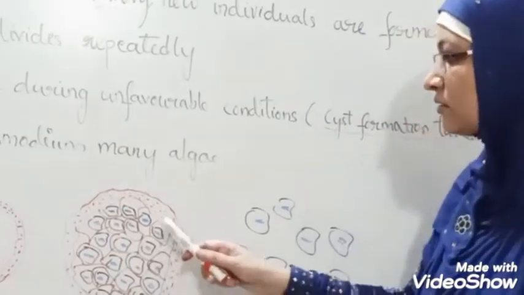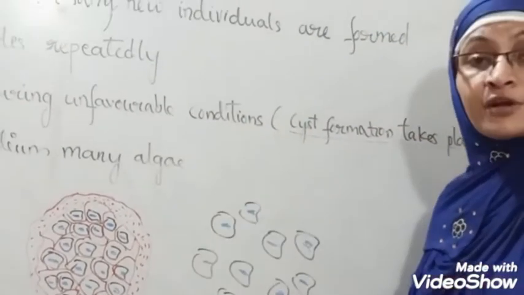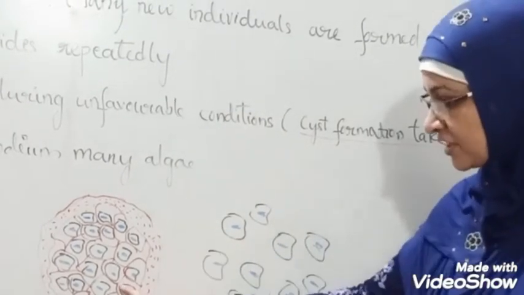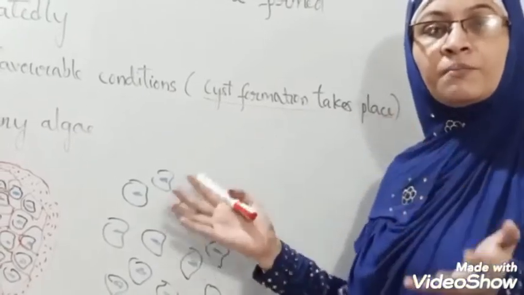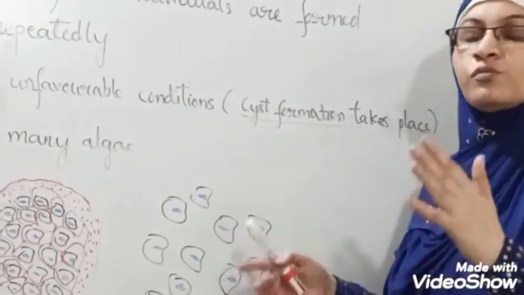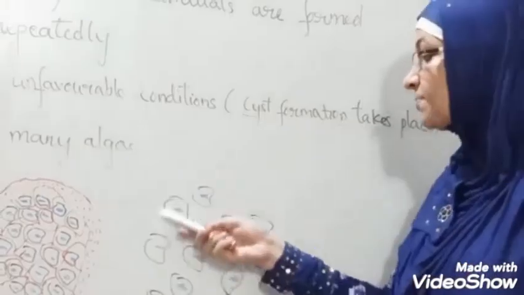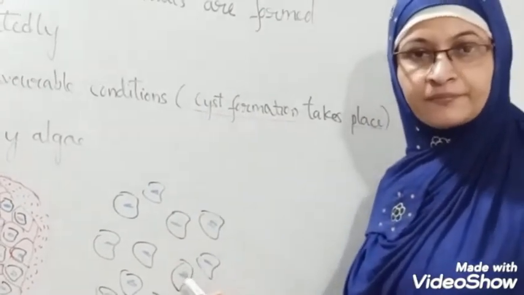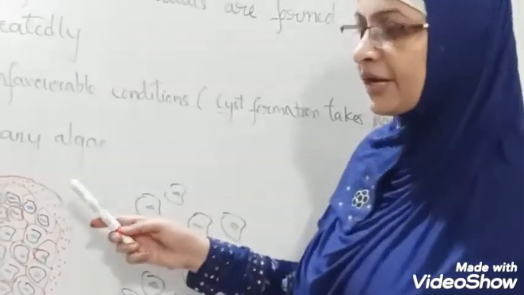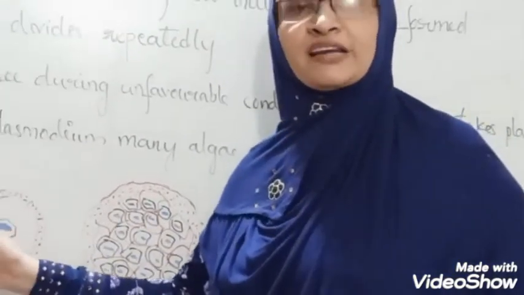Understood? Then, when conditions become favorable, this cyst bursts out and each individual comes out, and they will be not one, not two, but more than two. That means many. That is why we call this multiple fission. So again I am repeating, when the conditions are favorable, binary fission takes place.